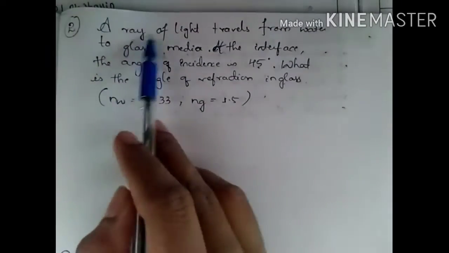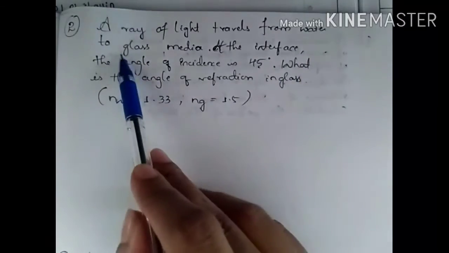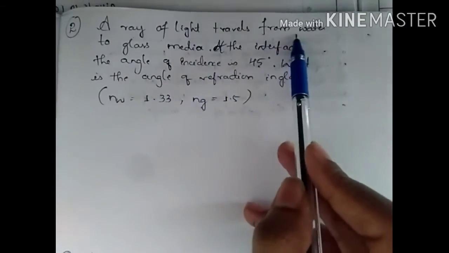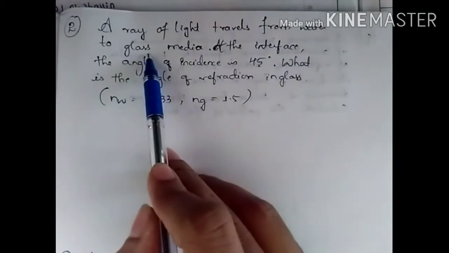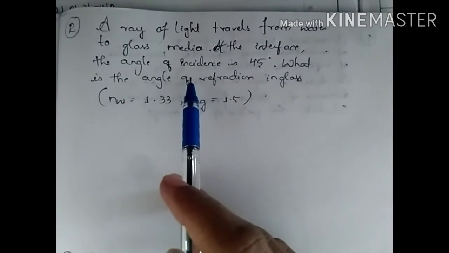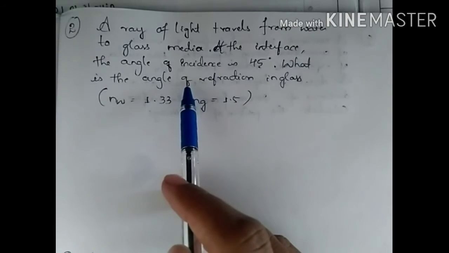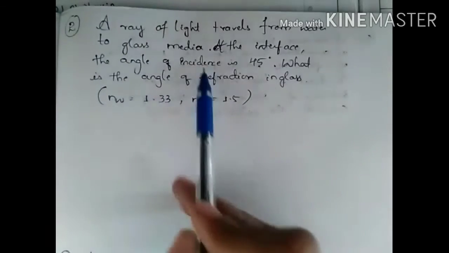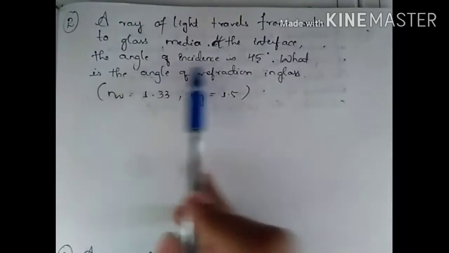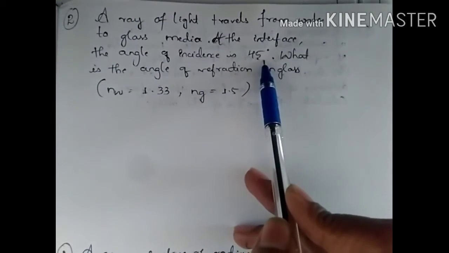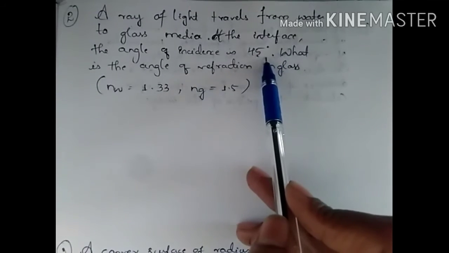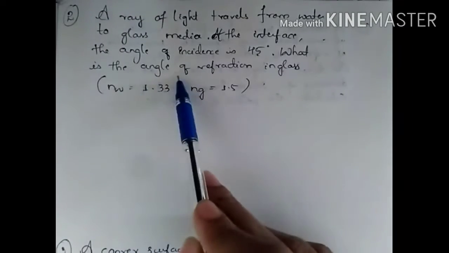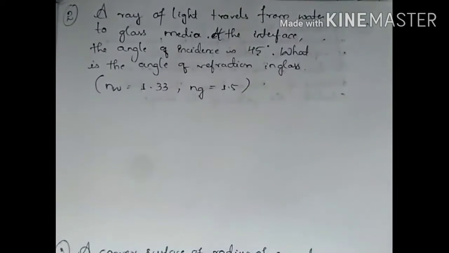A ray of light travels from water to glass media. Here, where is it traveling from and to? Water to glass. Here it is clearly mentioned the two different media. So the first media is water and the second is glass. At the interface, the angle of incidence is 45 degree, so the incident ray will be 45 degree to the normal. Now he is asking what is the angle of refraction in glass.